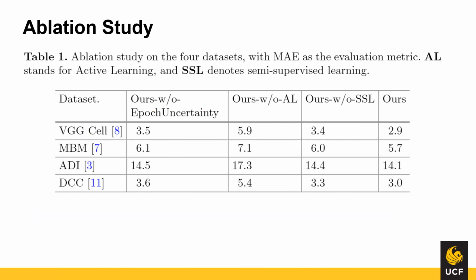So they also conducted an ablation study, to see the different parts of their method. They looked at the epoch uncertainty, which I believe is a novelty, and then your active learning and your semi-supervised learning. So they conducted without each of these and measured the MAE against the 4 different data sets out there. And they were able to show that combining all of these 3 methods actually contributed towards an accurate counting result and a better suggestive annotation result.